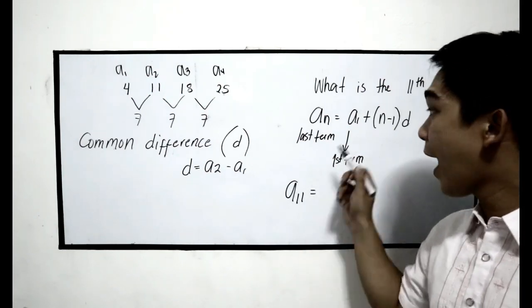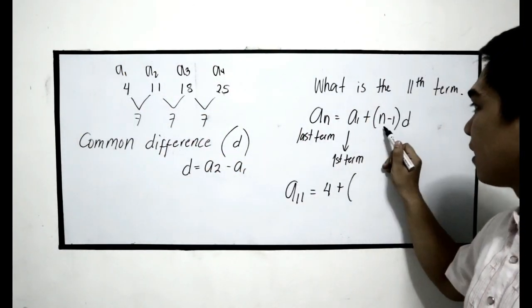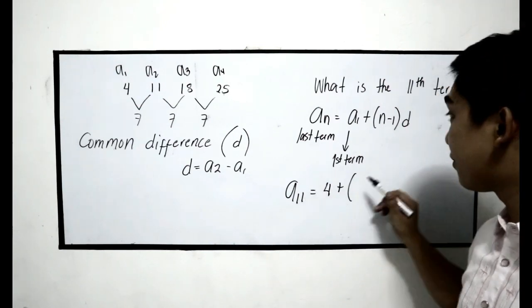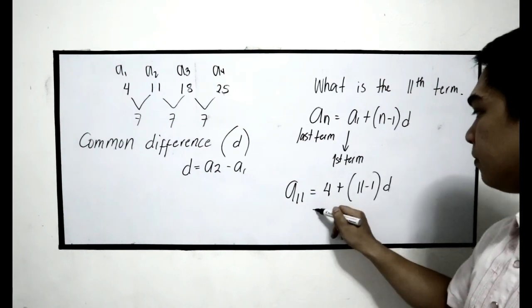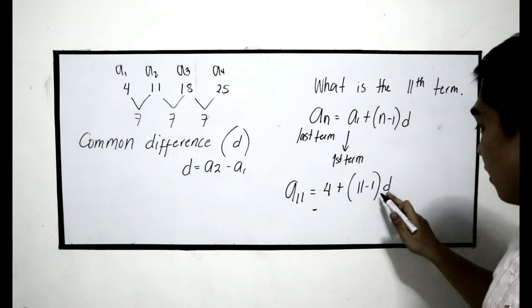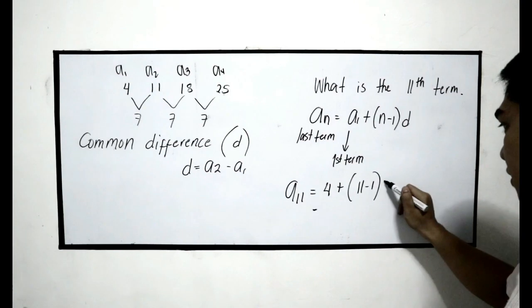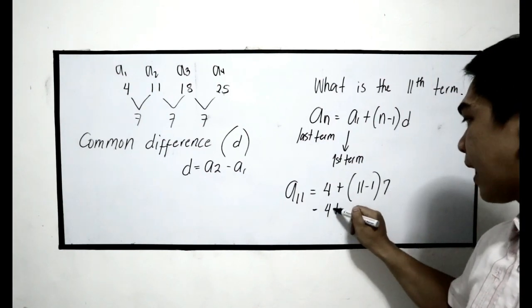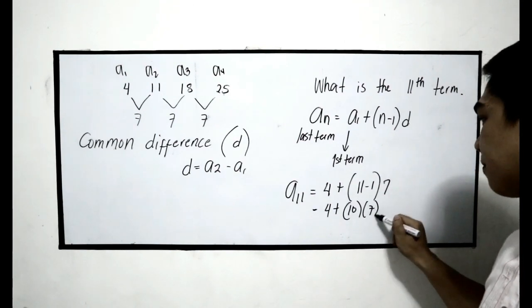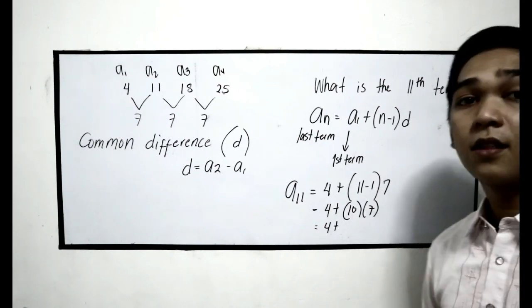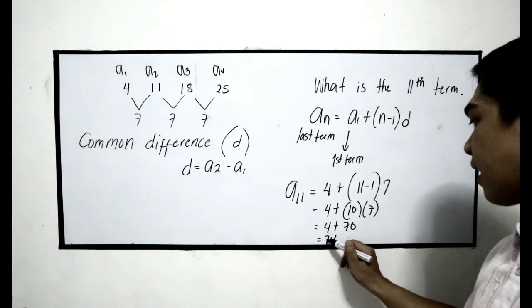Substitute in the formula. Our a1 is 4, plus n, the term 11, minus 1, times d. d is 7, so we can also substitute d, which is 7. 4 plus 11 minus 1, that is 10, times 7. 4 plus 10 times 7, that is 70. And this is 74.